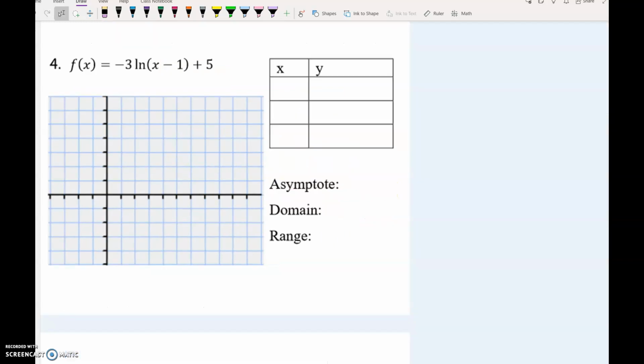We're skipping to number 4 for 2 reasons. First of all, there's a negative in front, so we can see what that negative does. The second part is this is an ln function, so I want you to see how to graph ln in Desmos if you need to.